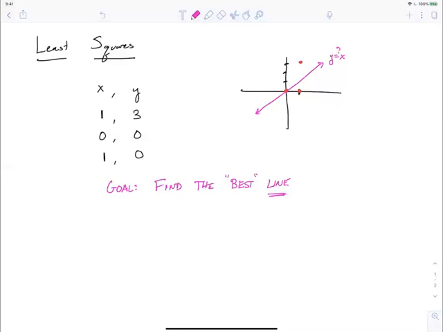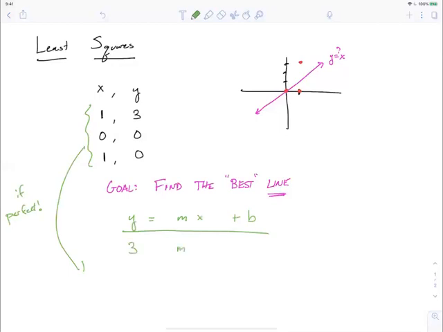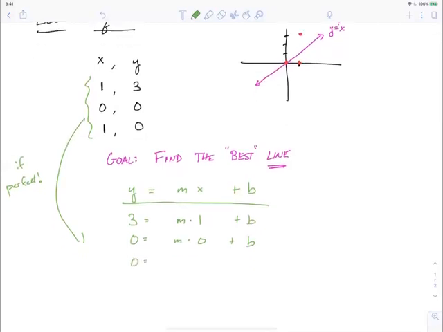that gets you to predict that data. All right, so if we lived in a perfect world and you never got bad data, everything always lied on that line. So if it was perfect, what would end up happening? Well, we would have y equals mx plus b. This is just the general form of the model that we want to fit. Now we're going to plug in the x and the y. For the first equation, we have that 3 equals m times 1 plus b. 0 equals m times 0 plus b. And for the last one, we have 0 equals m times 1 plus b.